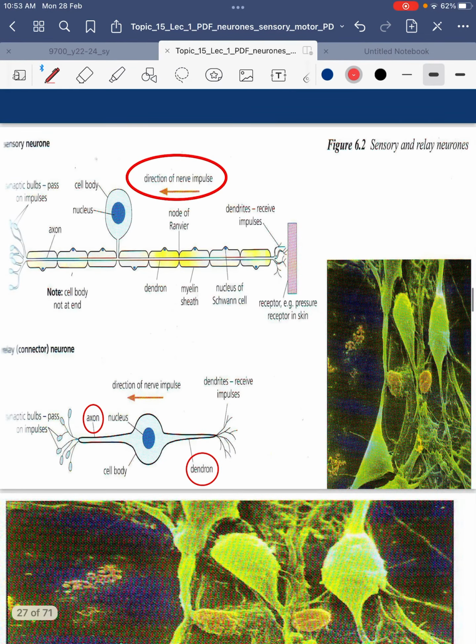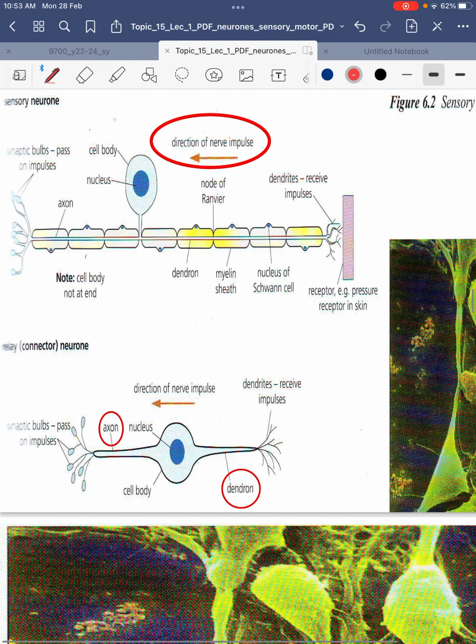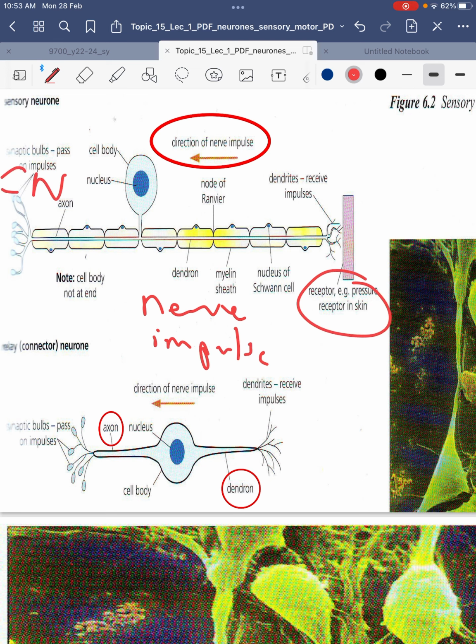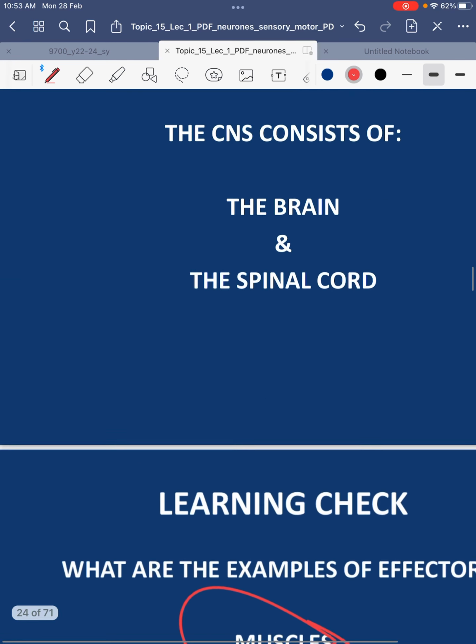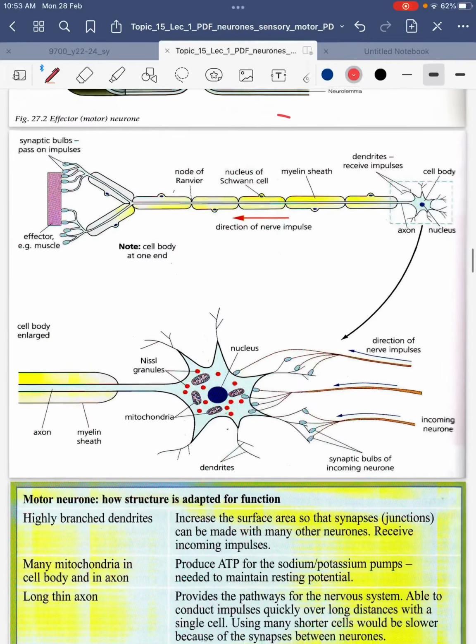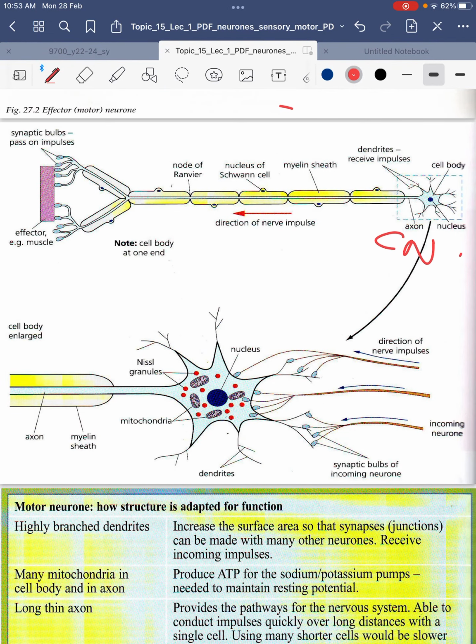Okay, so the sensory neuron, in terms of structure and function, is also different. The function is to carry nerve impulses from the receptor to the central nervous system. As you can see, the motor neuron will carry the nerve impulse from the central nervous system to the effector. That's for the motor neuron. So it's quite different in terms of function.